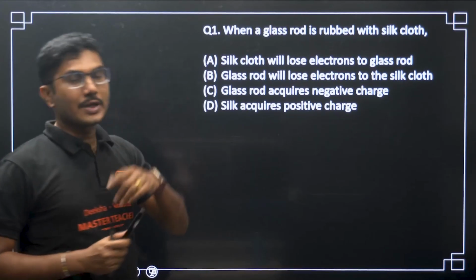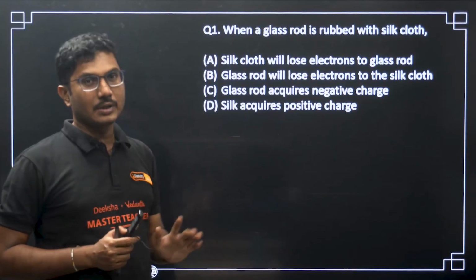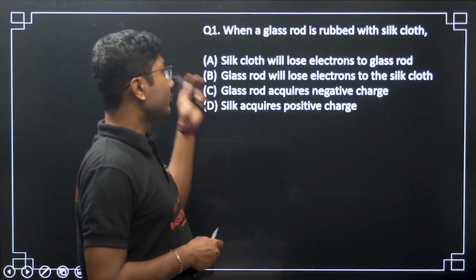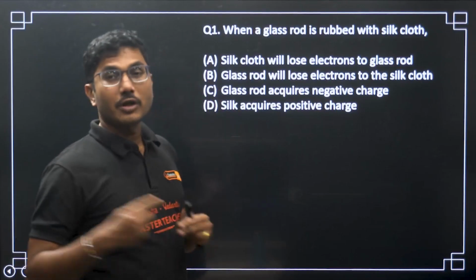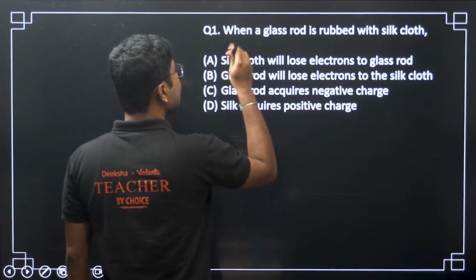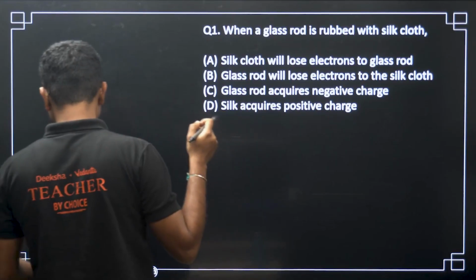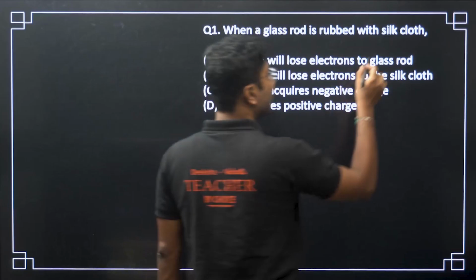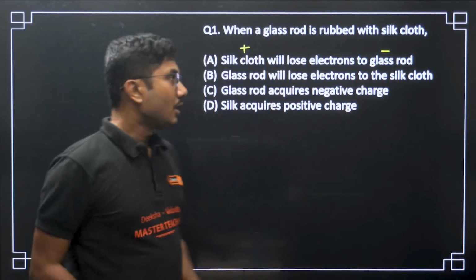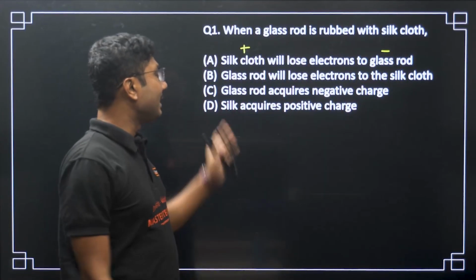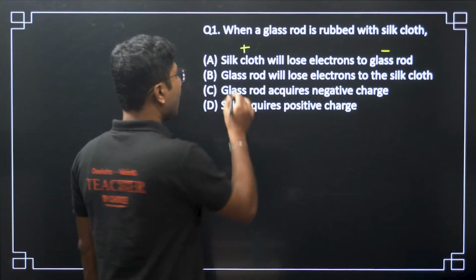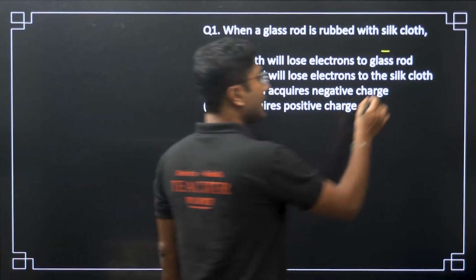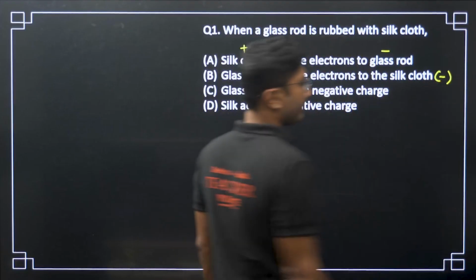So only one of them can be the correct answer, that is the major part. Option A: silk cloth will lose electrons to glass rod. So if silk cloth loses electrons, what will happen? If it loses electrons, silk cloth will become positively charged, right? So silk cloth will be positively charged and glass rod will be negatively charged. This is simple. What will happen in case B? Glass rod is losing electrons. So glass rod losing electrons means glass rod is positive, whereas silk cloth is becoming negative.